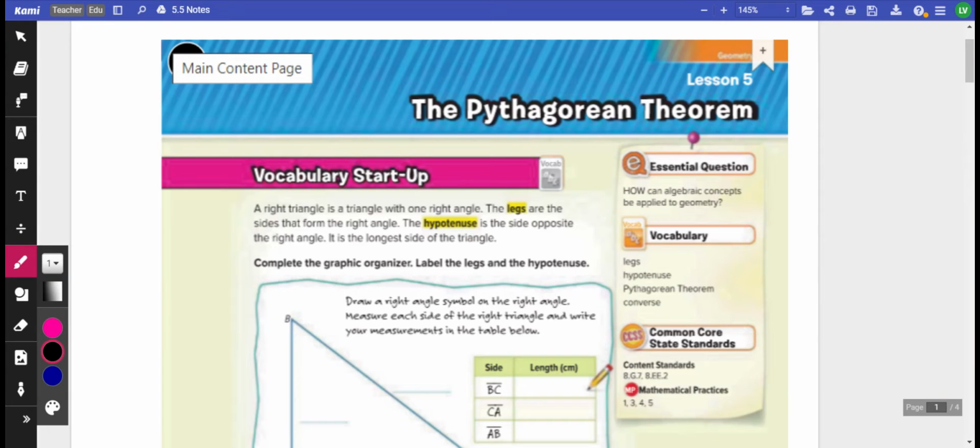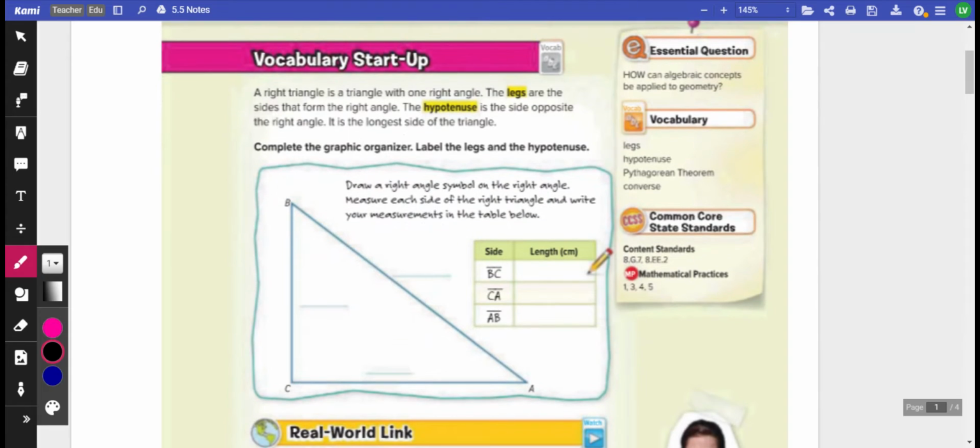Lesson 5, the Pythagorean Theorem. A right triangle is a triangle with one right angle. The legs are the sides that form the right angle. The hypotenuse is the side opposite the right angle. It's the longest side of the triangle. So we're going to complete this graphic organizer and label the legs and the hypotenuse.